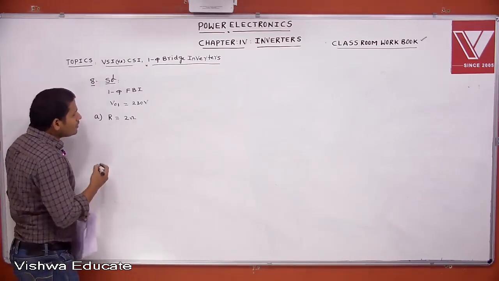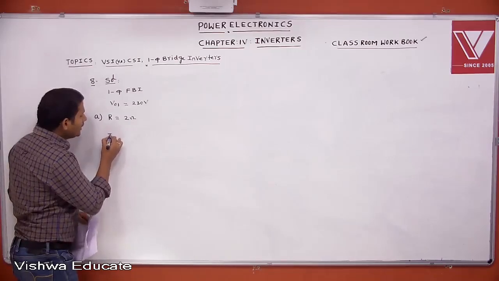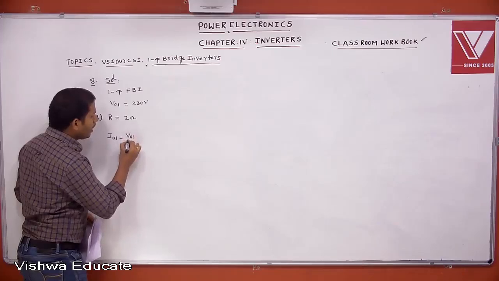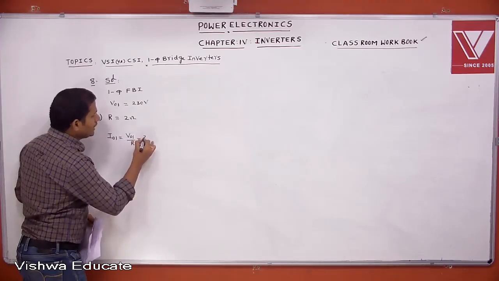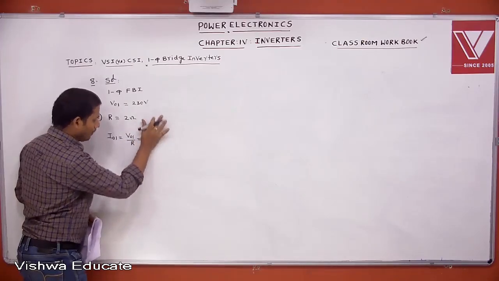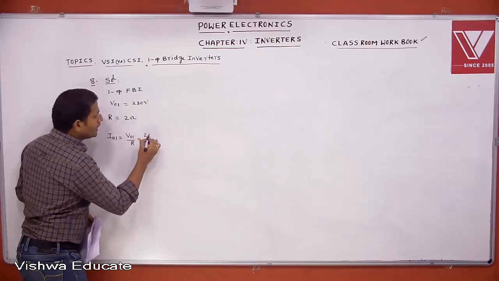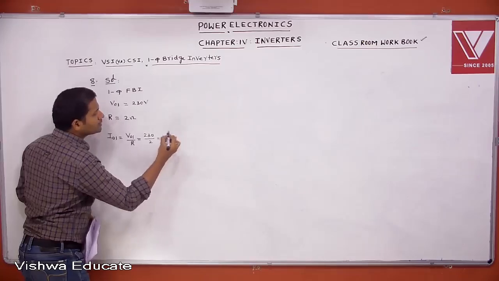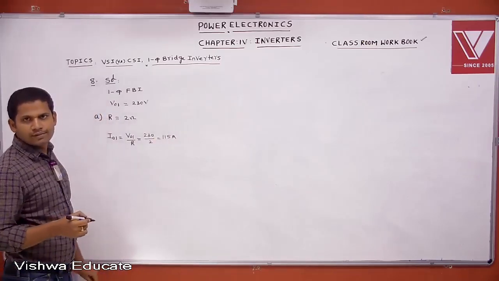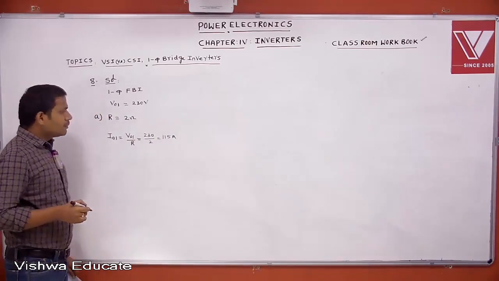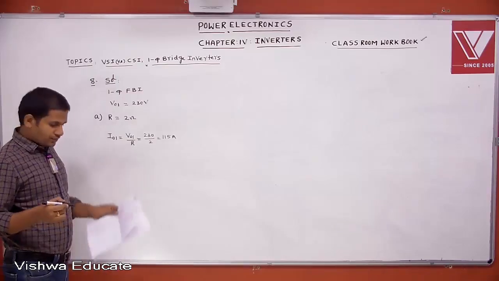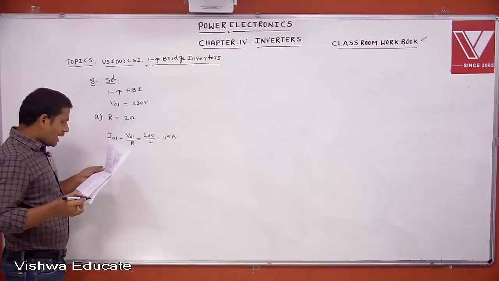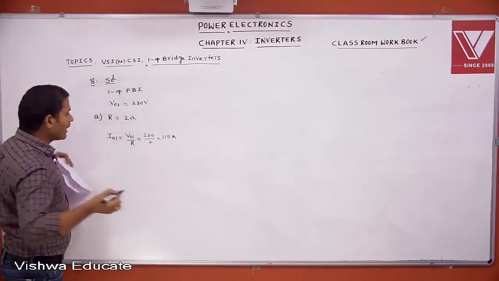Then you tell me what is the fundamental output current. I01 equal to V01 by R. That is 230 by 2. How much do you get? 115 amperes. Then you calculate the RMS value of thyristor current and diode currents. You calculate the RMS value of thyristor and diode currents.